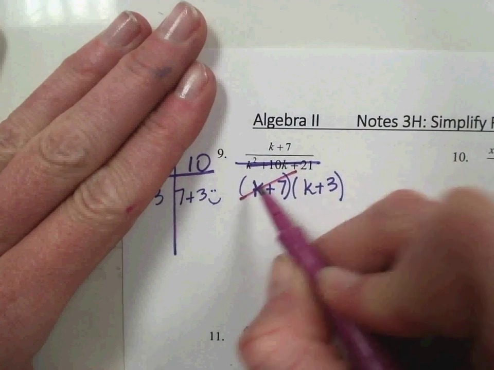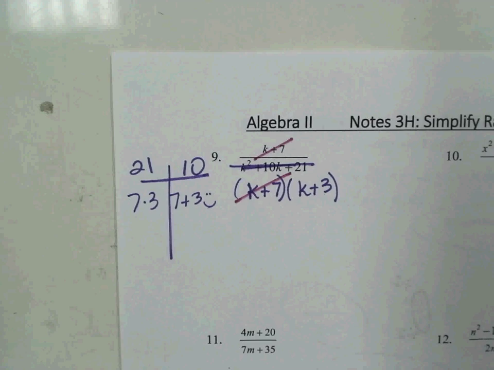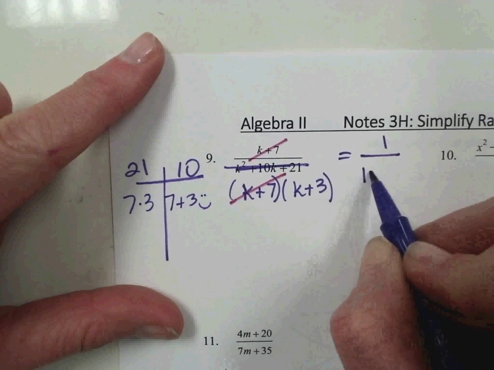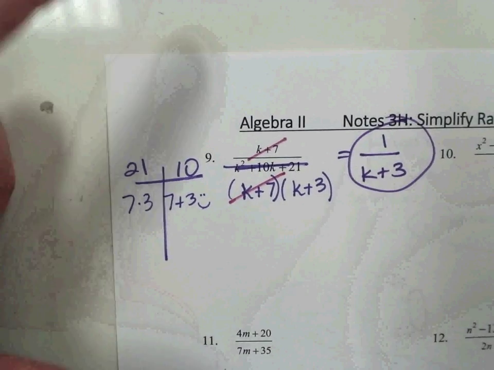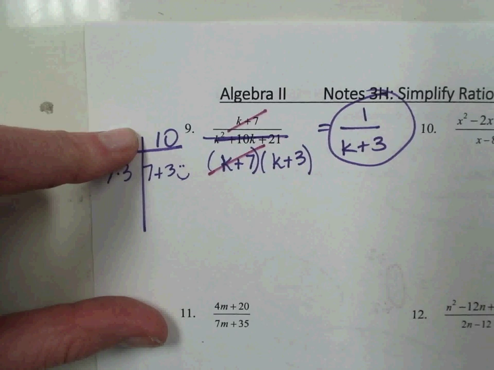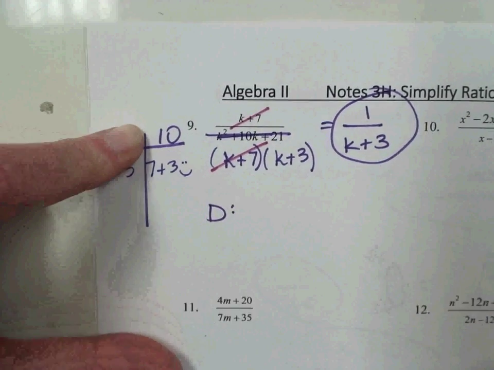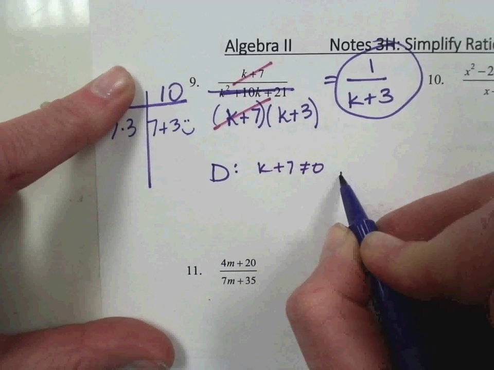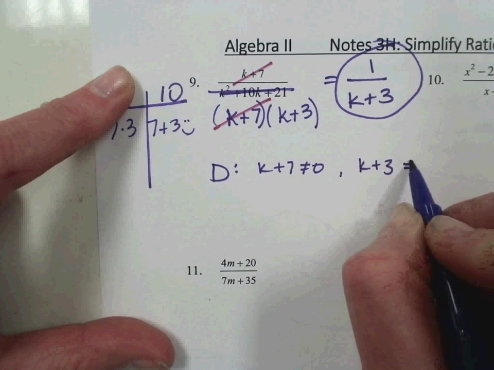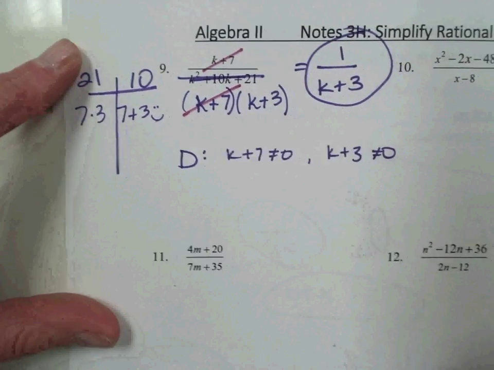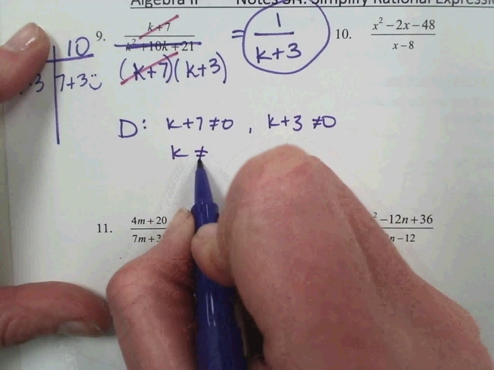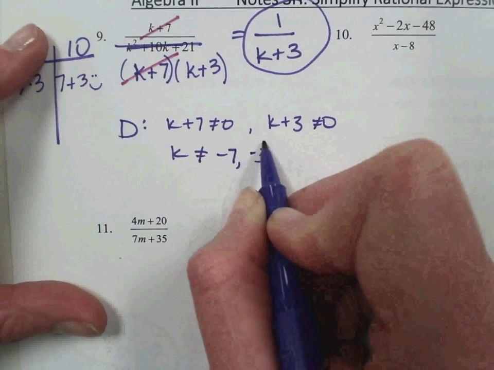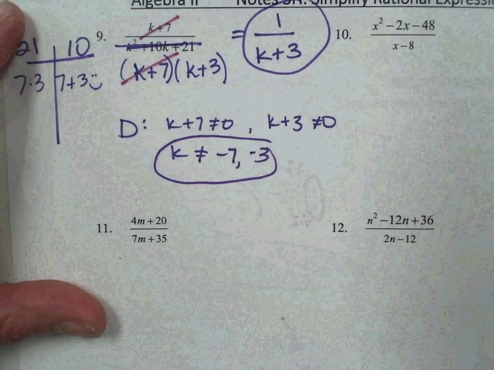So the k plus 7s cancel out. So our simplified rational function then is just 1 over k plus 3. Now, lastly, I have to find my domain. Either k plus 7 can't equal 0, or k plus 3 cannot equal 0. So k cannot equal -7 or -3. Here's your domain.